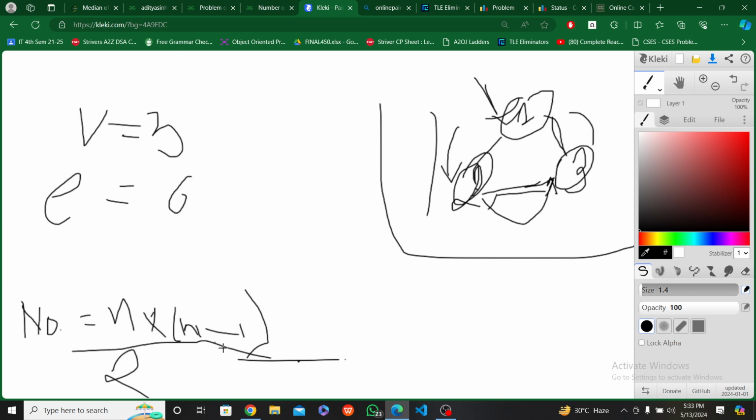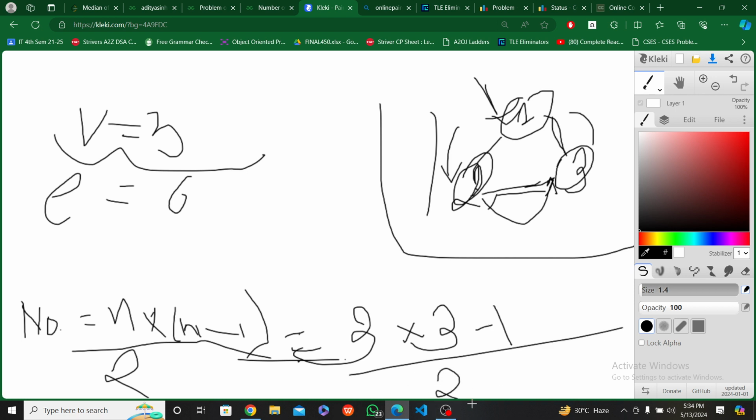Okay, so that means this is my 3 vertex. We have 3 vertices, so 3 into 3 minus 1 divided by 2. That means it will cancel, and we have 3 edges. But here you can see 6 edges. How? Look, 6 is double contributing here. That means 6 by 2 is my exact edges in the complete graph.